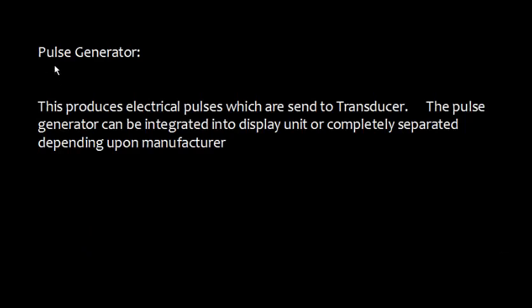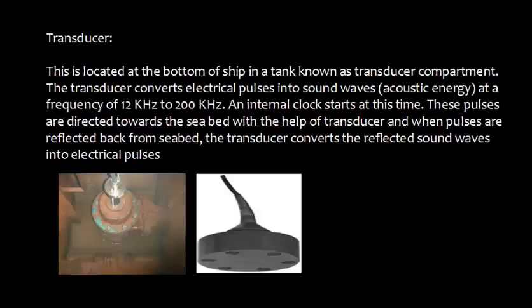Then there is another part which is the pulse generator, and this produces electrical pulses which are sent to the transducer. Well, I will explain the transducer after this. The pulse generator can be integrated into the display unit, or it can be a completely separate unit depending upon the manufacturer. So this is a transducer. The transducer is located at the bottom of the ship in a tank known as a transducer compartment.